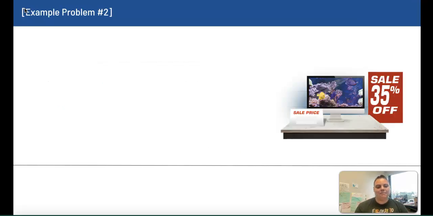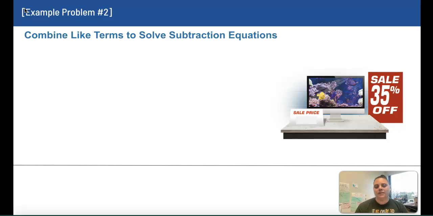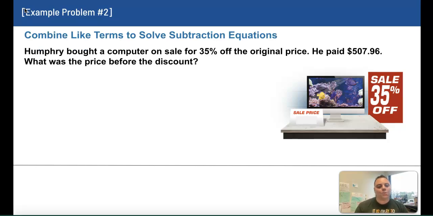In our next example, we are looking at a computer on sale. We will use subtraction in this problem. Humphrey bought a computer on sale for 35% off. That's awesome. He paid $507.96. What is the price before the discount? So we love seeing a good sale, and we want to figure out what the price was before we get the discount of 35% off.